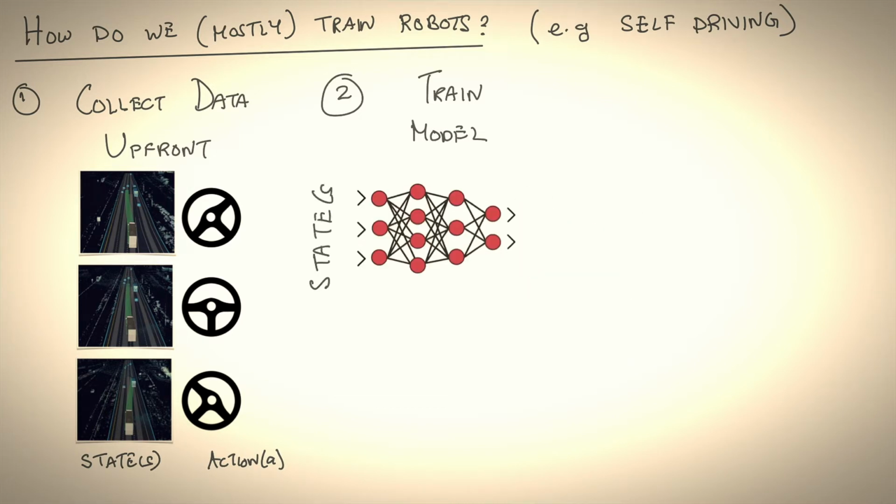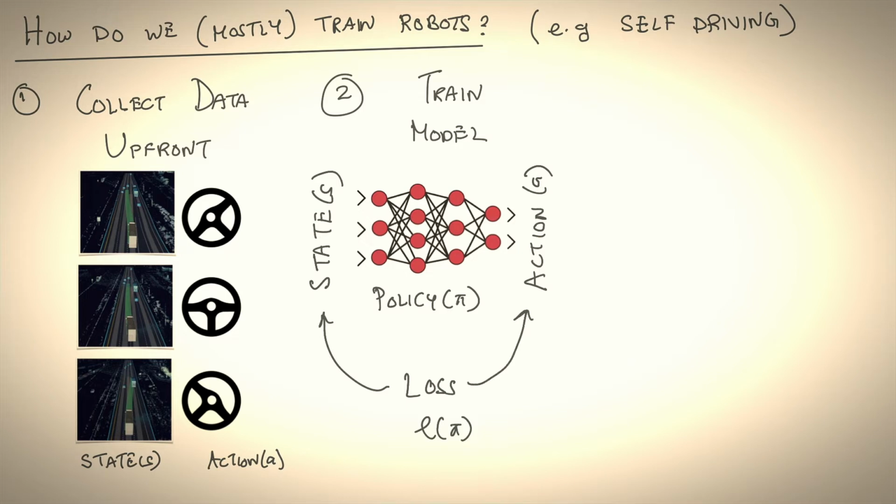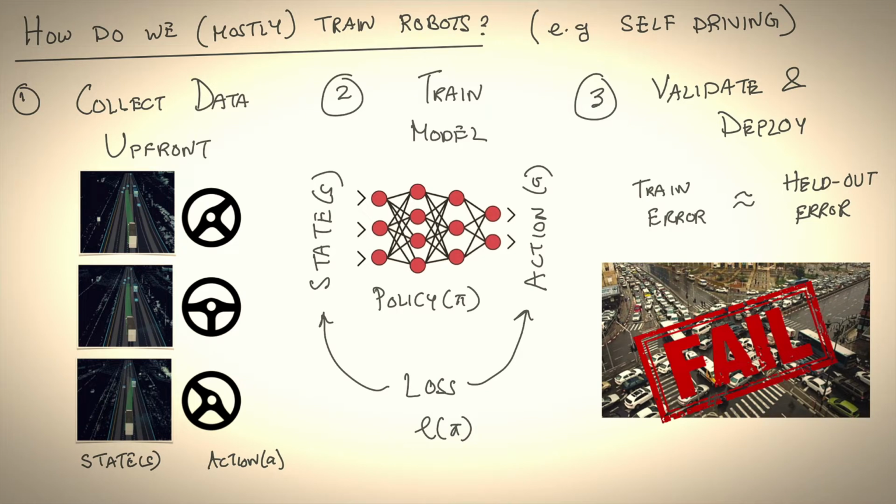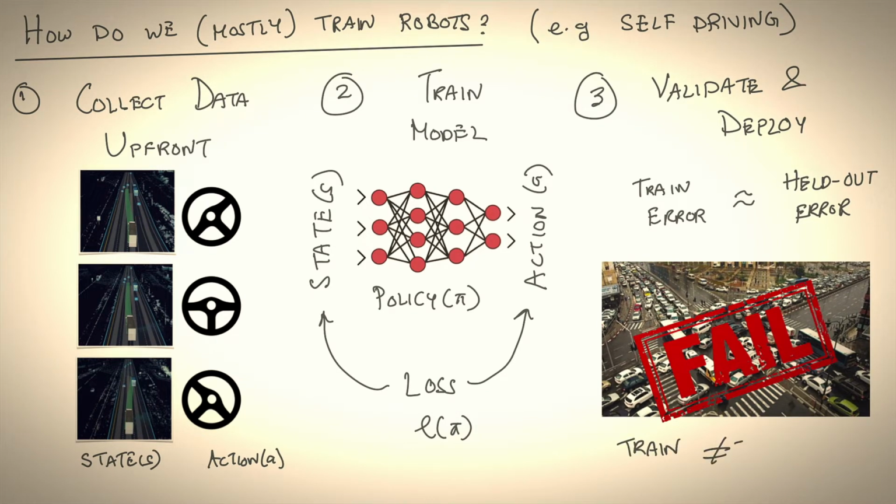This mapping is commonly referred to as a policy pi. So you define a loss function for this policy and go minimize the loss function. And finally, step 3, you validate your model and deploy if your model's good. So your training error matches your held out validation error. Now, unfortunately, when you do this, you see that your policy totally fails. And this is because your train and test distributions were mismatched.